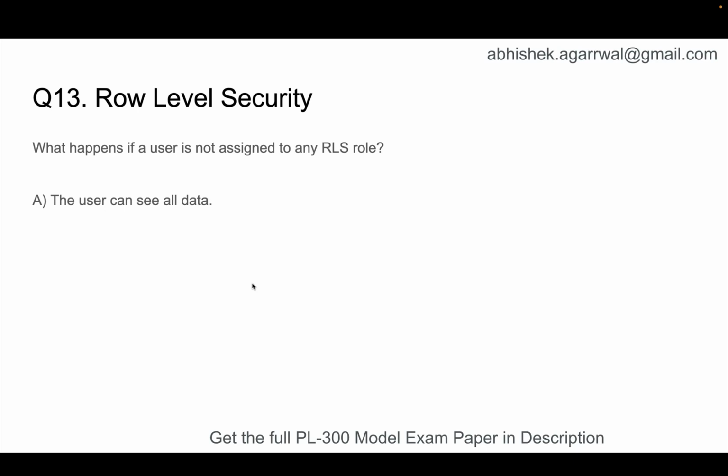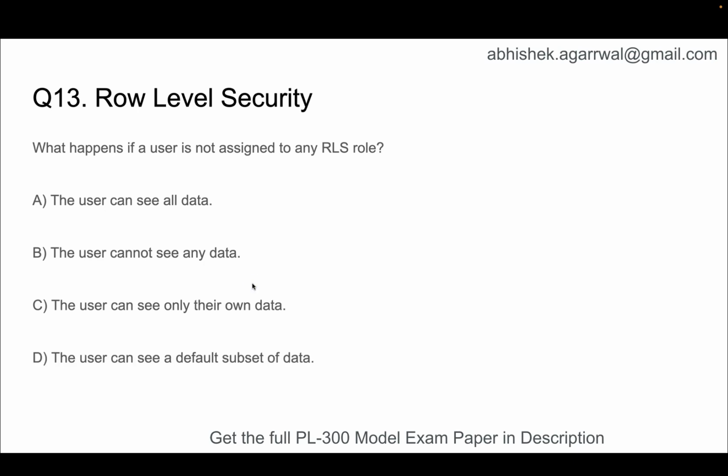Option A is, the user can see all data. B, the user cannot see any data. C, the user can see only their own data. Finally, D, the user can see a default subset of data. So what do you think is the right option from these four options?